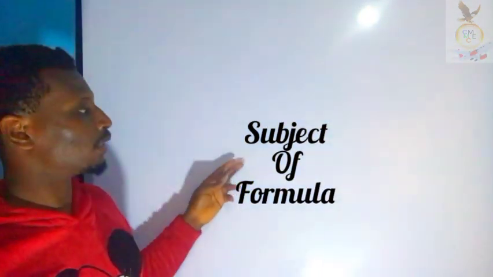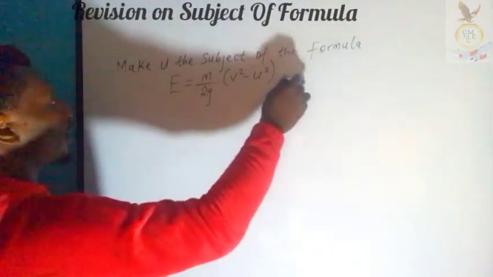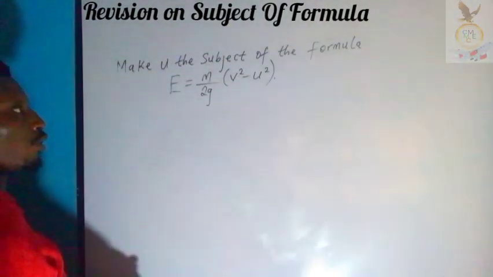Today we're going to see a revision on the subject of the formula. Now let's move on to the first question. The first question says, make u the subject of the formula in E is equals to m divided by 2g, open bracket, v squared minus u squared, close bracket.